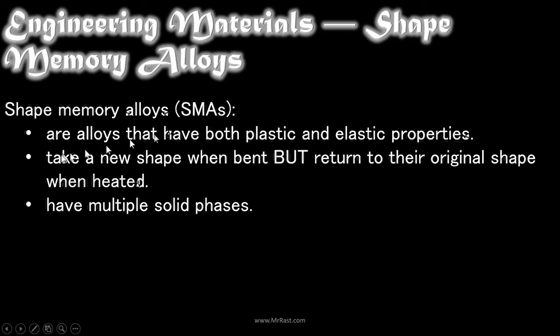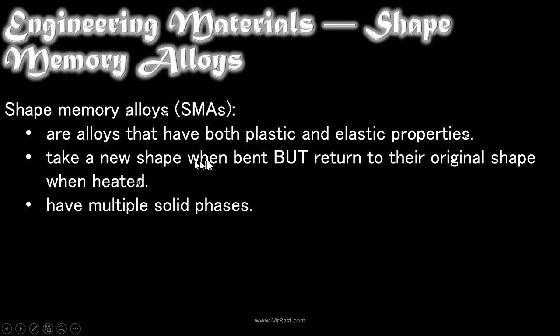Shape memory alloys are alloys that have both plastic and elastic properties. So they can be pushed into a new shape without breaking, and they can also return to their original shape. This is very, very unusual. Most things have one but not the other.